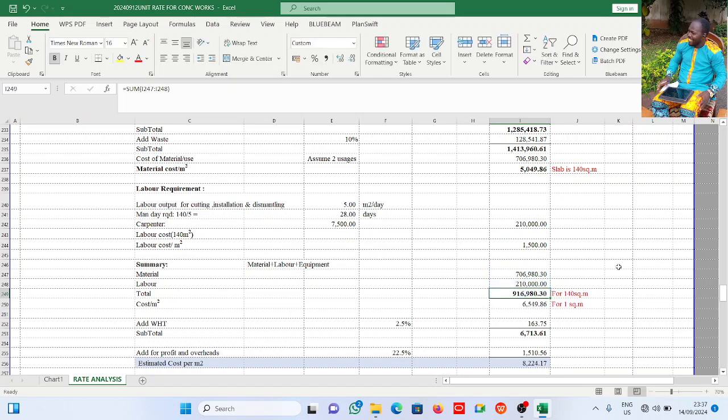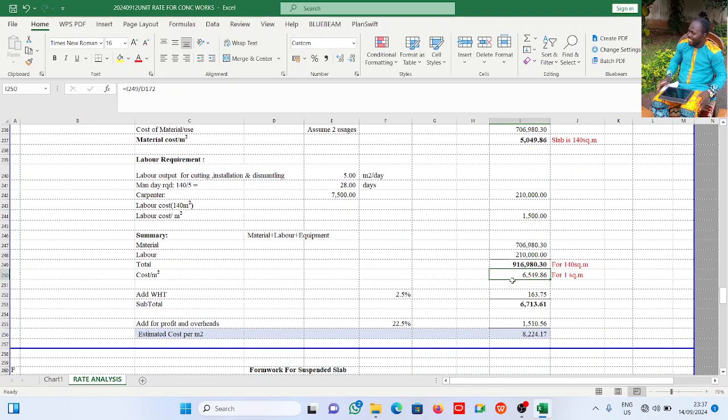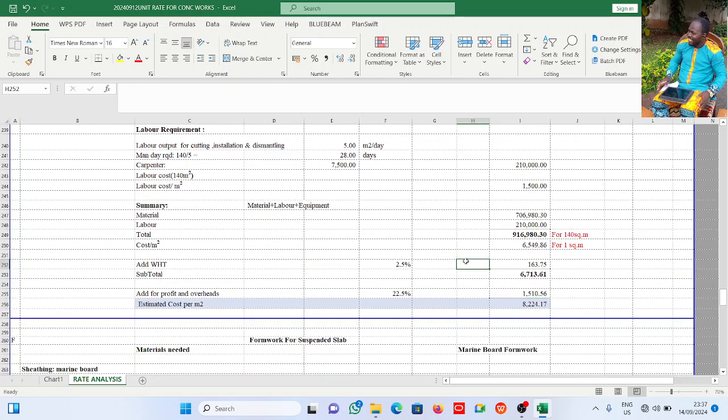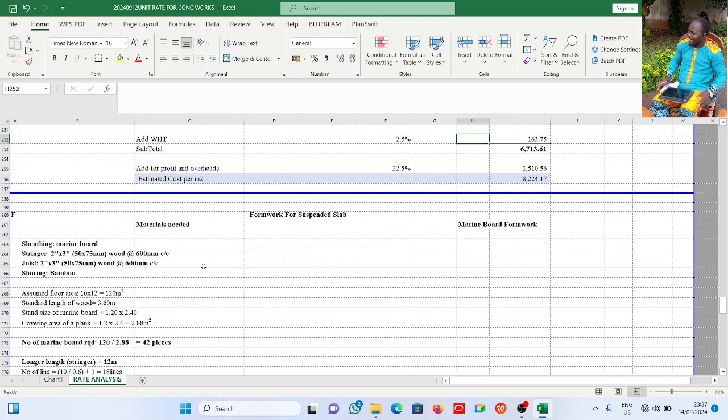All right. So if I sum everything up, I have 916,980 naira 30 kobo. Well, this is for 140 square meters. If I divide by 140, I have it per square meter, which is 6,549 naira 86 kobo. I add withholding tax 2.5%, and I add profit and overhead 22.5%. I have 8,224.17 per square meter. Now for marine board, the same thing.